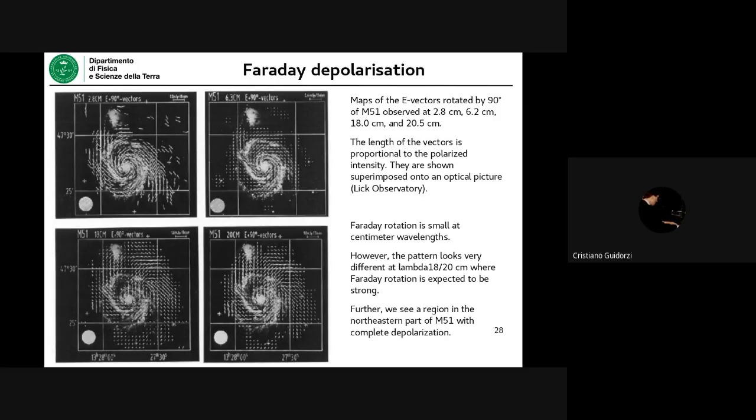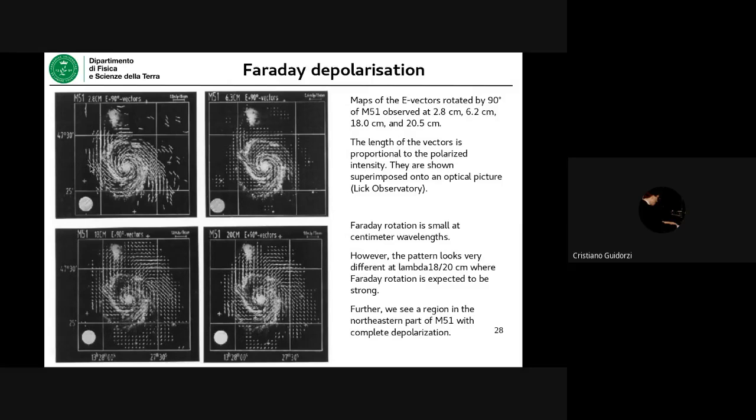But let's focus on these lines. These lines are telling you the polarization direction of the electric field, and the length of the lines is telling you about the strength of the polarized light. You see 4 panels, at different wavelengths, increasing wavelength. You see here 2.8 centimeter, 6.3, 18 centimeter, 20 centimeter. So let's have a look. You see here the structure, and that's also interesting for many aspects.